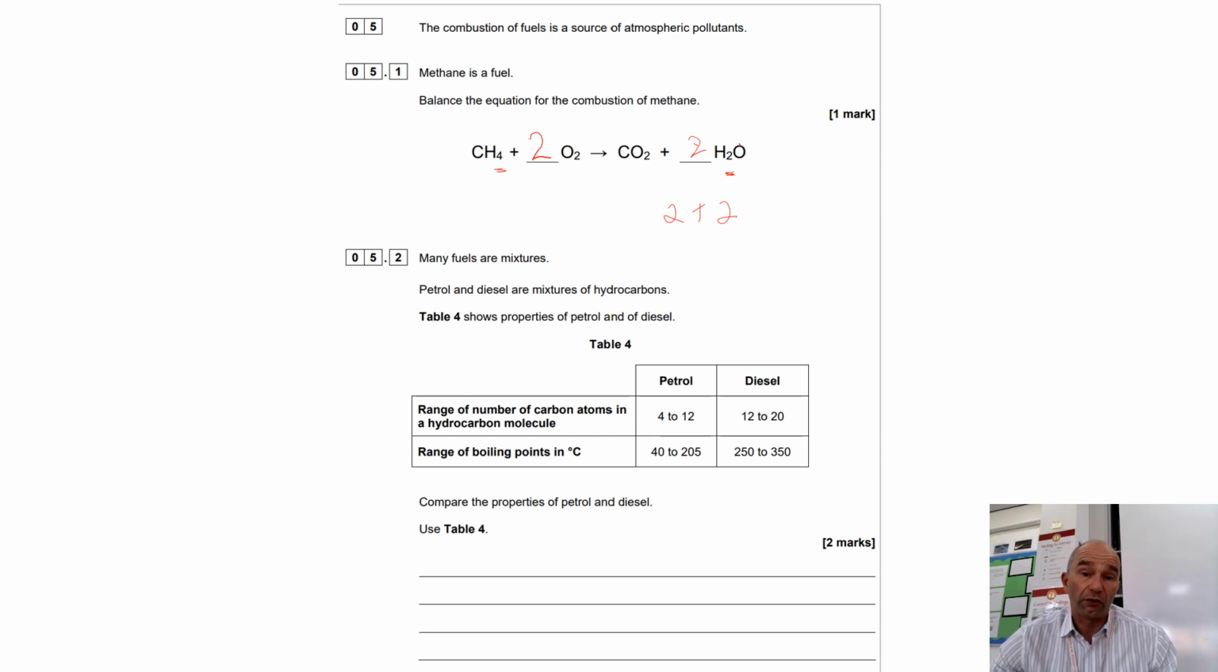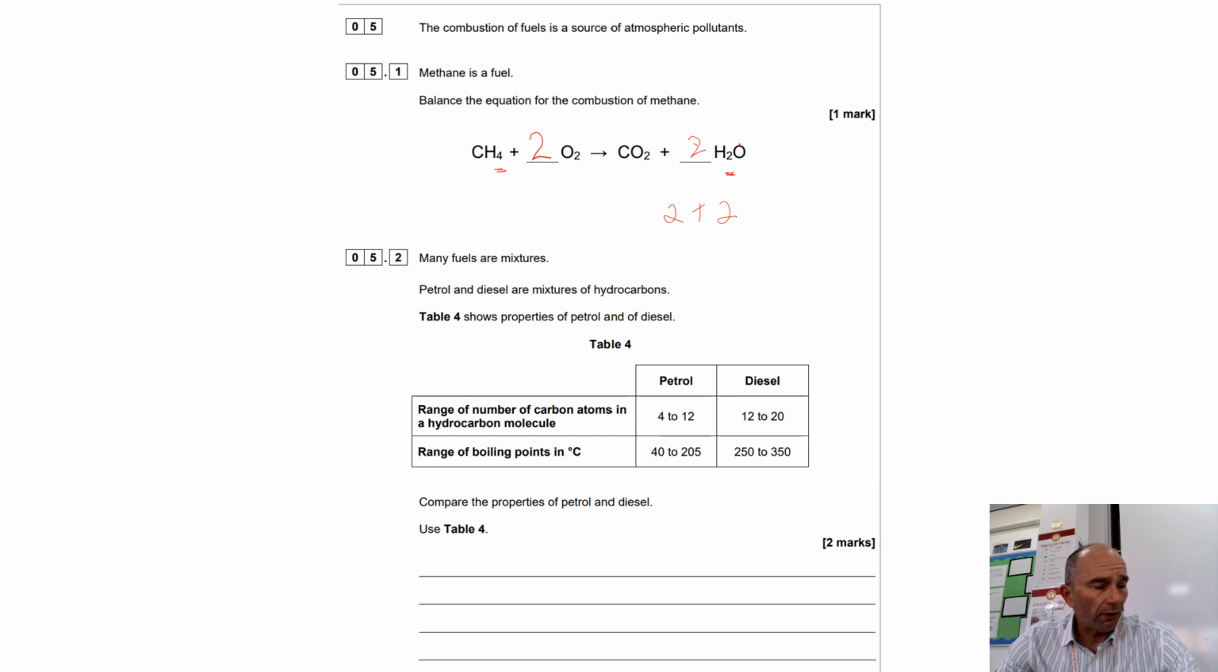Obviously it's much better if you understand how to do it, but go with 2 if in doubt. Alright, 5.2. Many fuels are mixtures. So petrol and diesel are mixtures of hydrocarbons. And again, we've got a table showing us some of the properties of petrol and diesel. Compare the properties of petrol and diesel. So it's worth 2 marks.